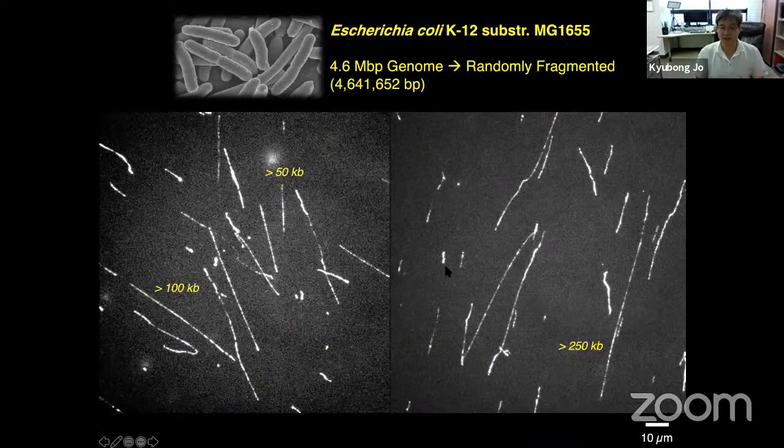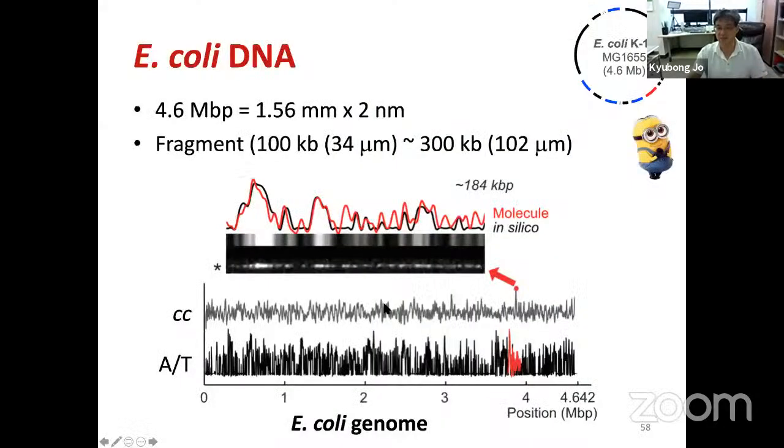So the next challenge is that we want to try a little bit bigger genome, like the E. coli genome, which is 4.6 megabase pairs. We obtained the E. coli genome, which is randomly fragmented like this. Then we stained it with these chemicals and got the images. After that, we developed programs to search the whole genome and identify the highest matching point, calculating cross-correlation values.